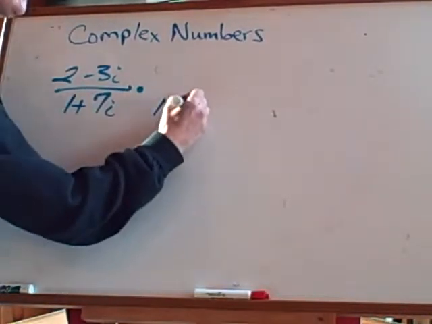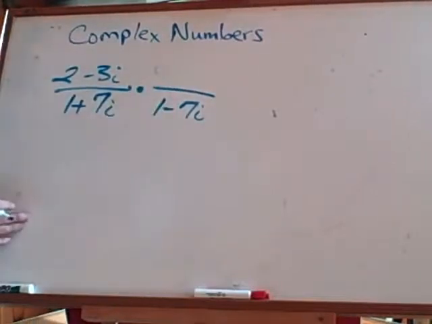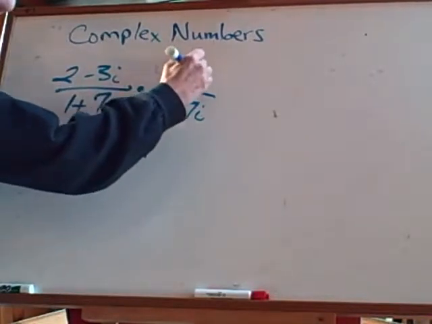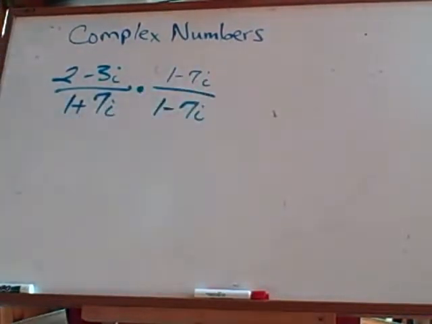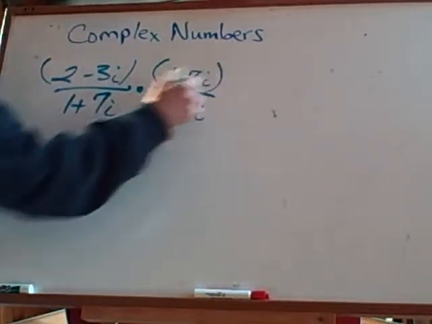1 minus 7i. Perfect. Now, it's not legal for me to multiply by 1 minus 7i, but it is legal for me to multiply by 1. So my numerator and my denominator are identical. Are you with me on that? Sweet. So let's do the top.